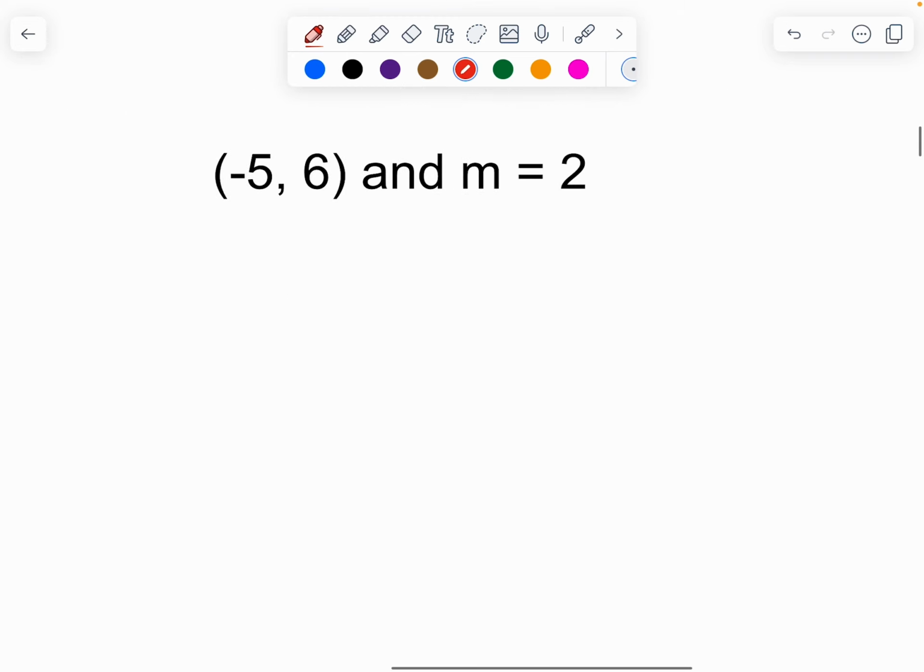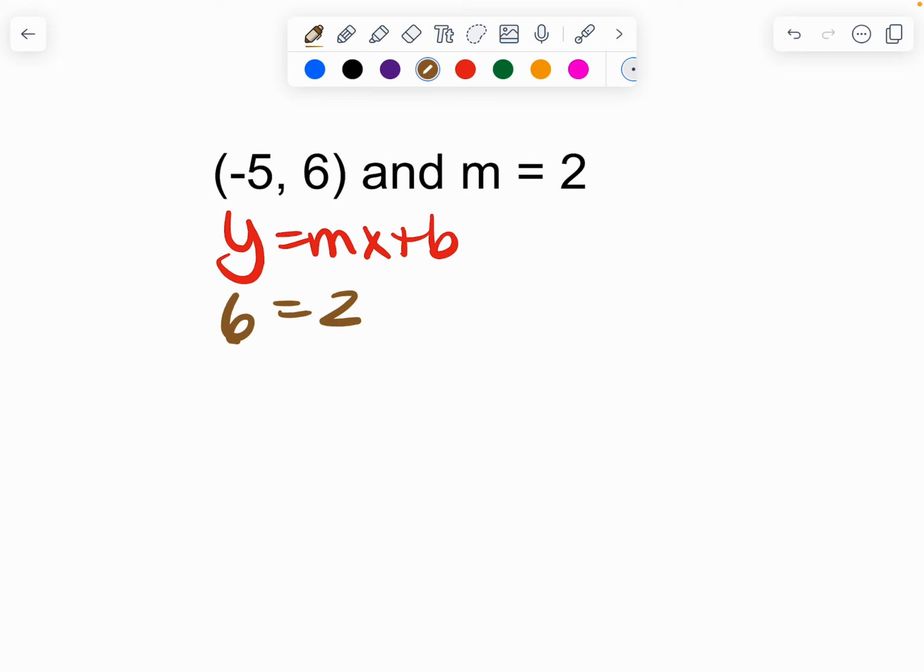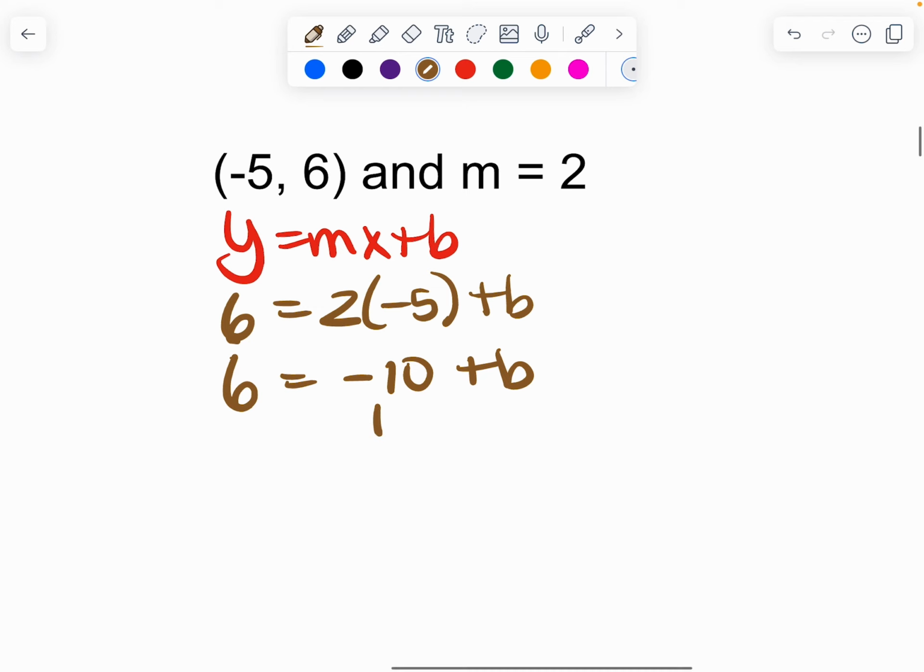Next, we're going to do the exact same thing. y equals mx plus b. We're going to replace the y, replace the m, replace the x to be able to find the b. So that will get me -10 plus b. Add 10 to both sides. I get 16 equals b.